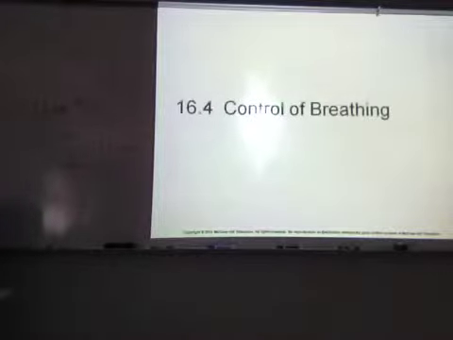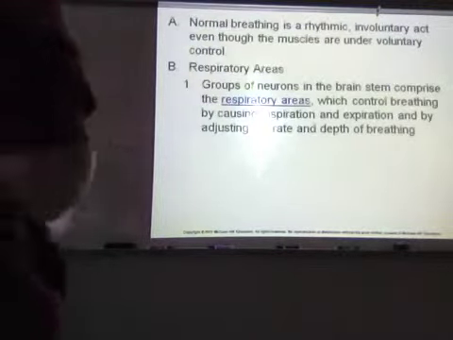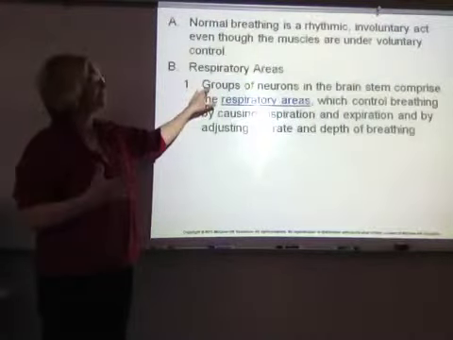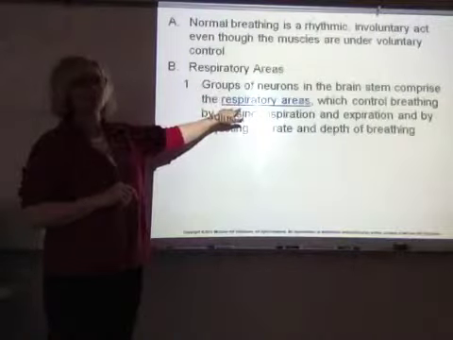Today we're going to talk about control of breathing. Normal breathing is rhythmic. You can count your respirations. When you go to the doctor's office, a lot of times they'll check your pulse and look at your respiration. It's an involuntary act. We don't have to think about it, even though the muscles are a little bit under your voluntary control. Respiratory areas, groups of neurons in the brain, and specifically the brain stem, comprise the respiratory areas.